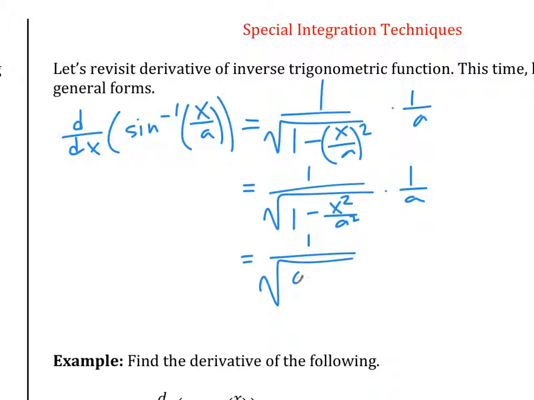Okay, all right. So this is a squared minus x squared over a squared, and then there's still multiplied by 1 over a, correct?